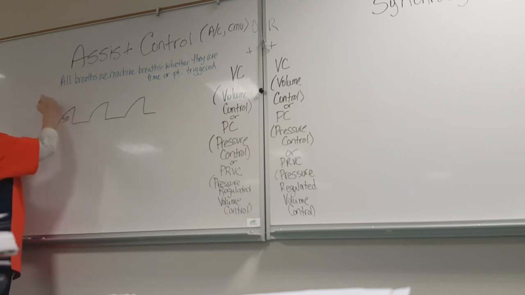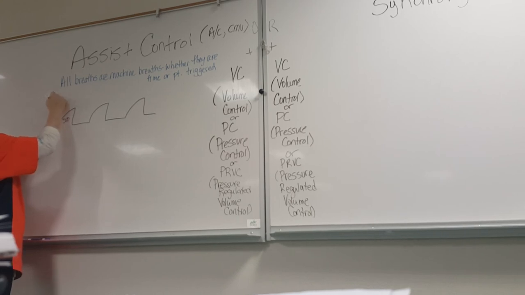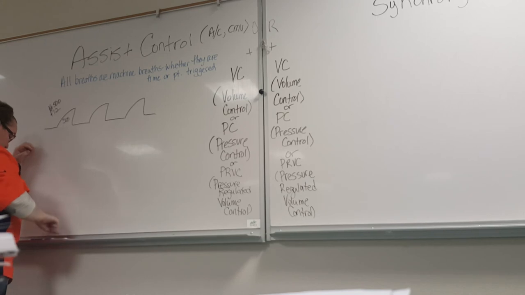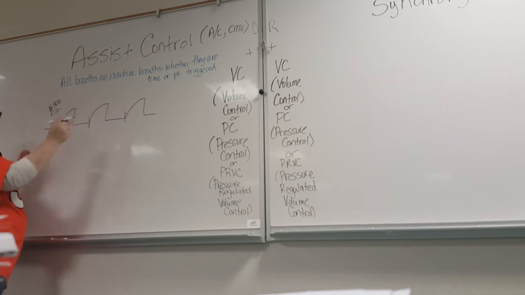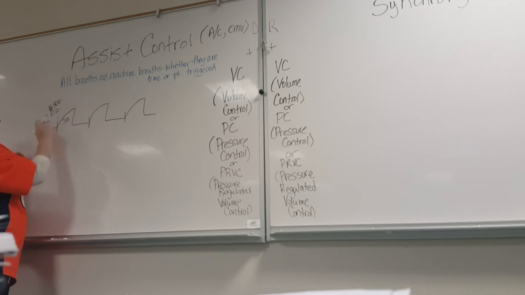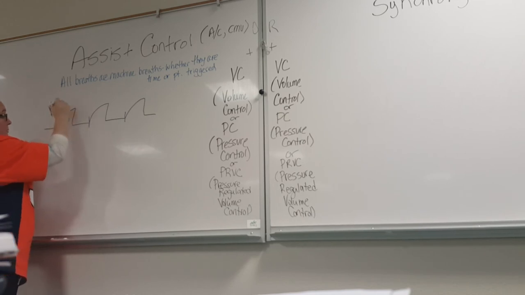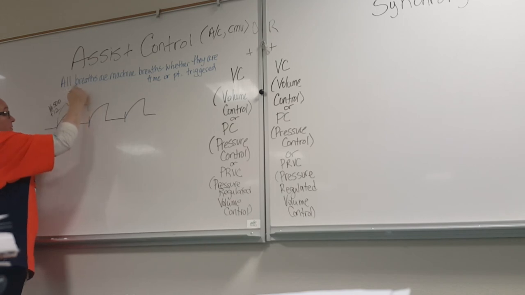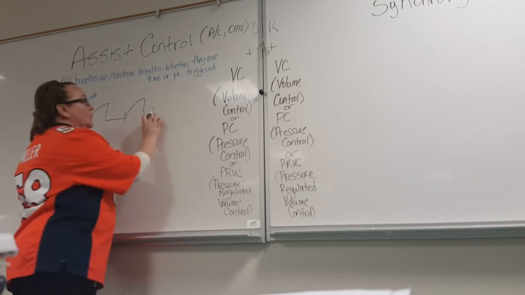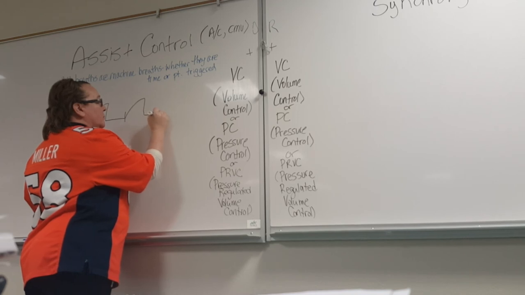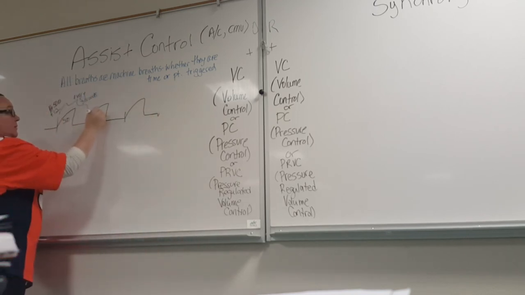So let's say our tidal volume is 500 and our rate is 12. Those are all positive, right? So those are all machine. If our rate is 12, how often is the machine going to give them a breath? How often? Every 5 seconds. Now, so every one of these is going to be a volume of 500 in a perfect world.